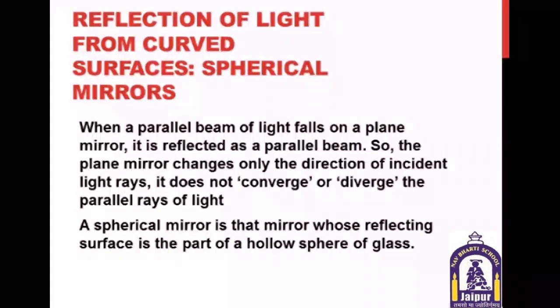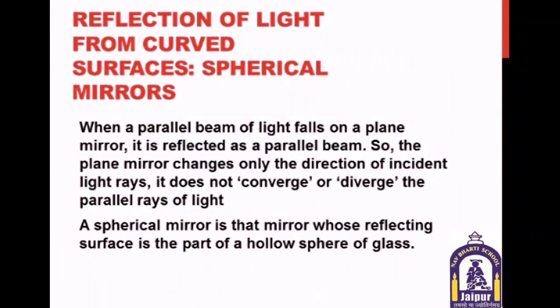Converging means all the light rays meet at a single point. And what does diverging mean? Diverging means when multiple rays are spread out.